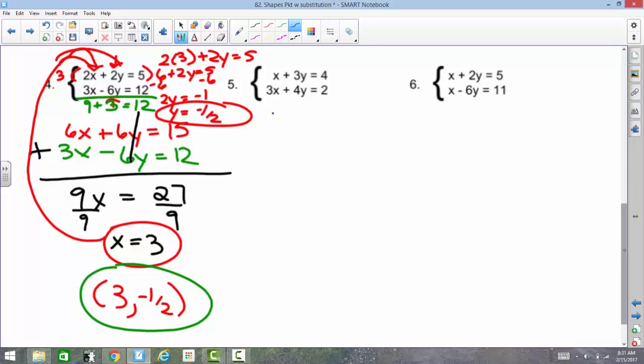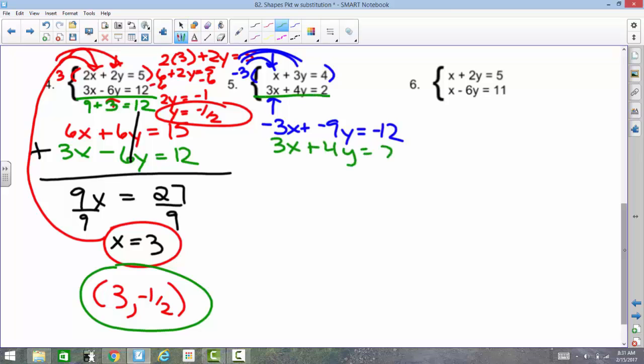It's going to be easiest to get the x to be the same coefficient. It's also easier to add. So if you multiply the top by negative 3, then you can add to eliminate the x. So rewriting the top, multiplying by negative 3: negative 3x plus negative 9y equals negative 12. Rewriting the bottom as is. Adding to eliminate, you have negative 5y equals negative 10. Divide by negative 5, and you get y equals 2.